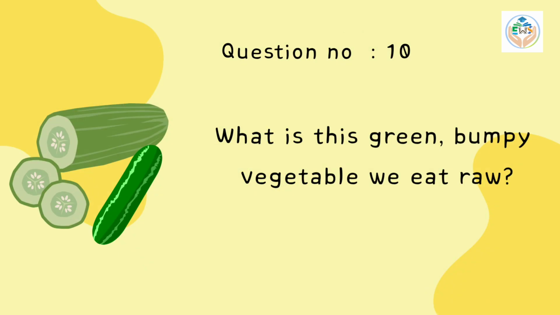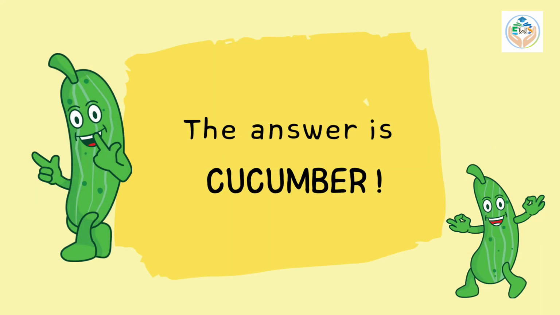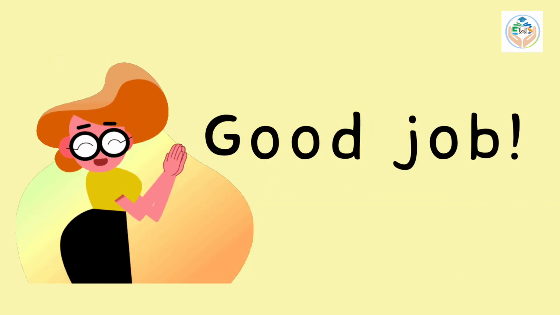Question number 10. What is this green, bumpy vegetable we eat raw? The answer is cucumber. You did so great. Give yourself a big clap.